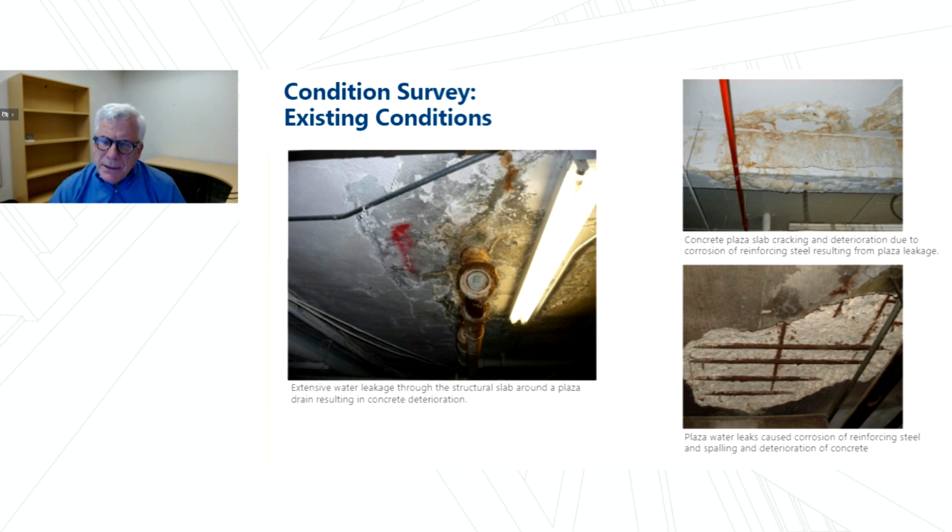The next one would be cracking and deterioration of the concrete due to reinforcing steel corrosion, like you can see on this beam in the upper right, and then eventually more severe concrete deterioration, such as spalling and exposure of reinforcing steel that you can see on the lower right.